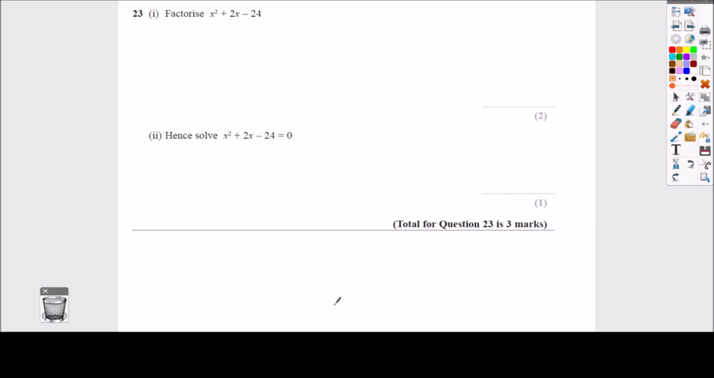Question 23. So to factorise a quadratic like this, we're going to end up with a pair of brackets. And because we've got an x squared here, we're going to have an x and an x, because x times x equals x squared. Now, we need to work out what these two numbers are going to be. These two numbers multiply to be the term on the end, which is minus 24. But at the same time, these two numbers have to add to be the coefficient of x, the number in front of the x, which is plus 2.